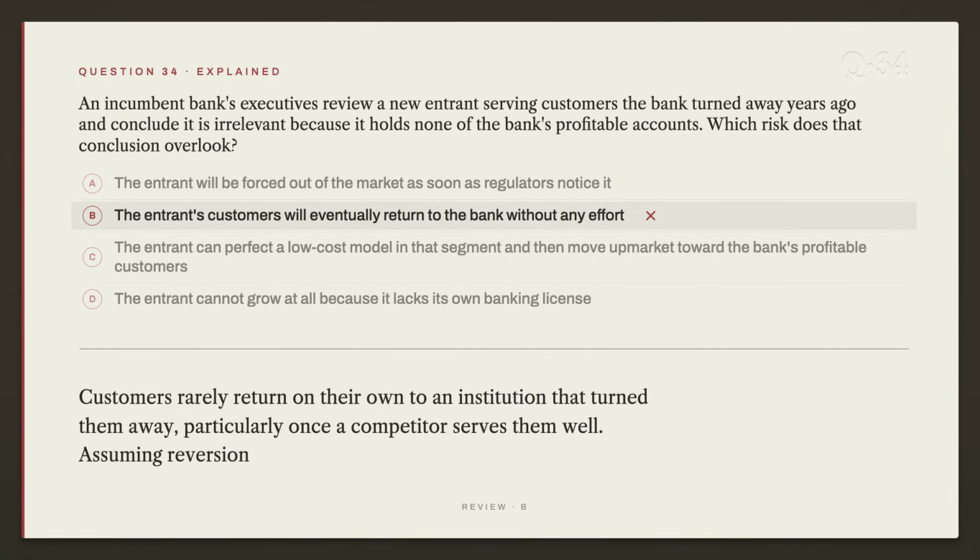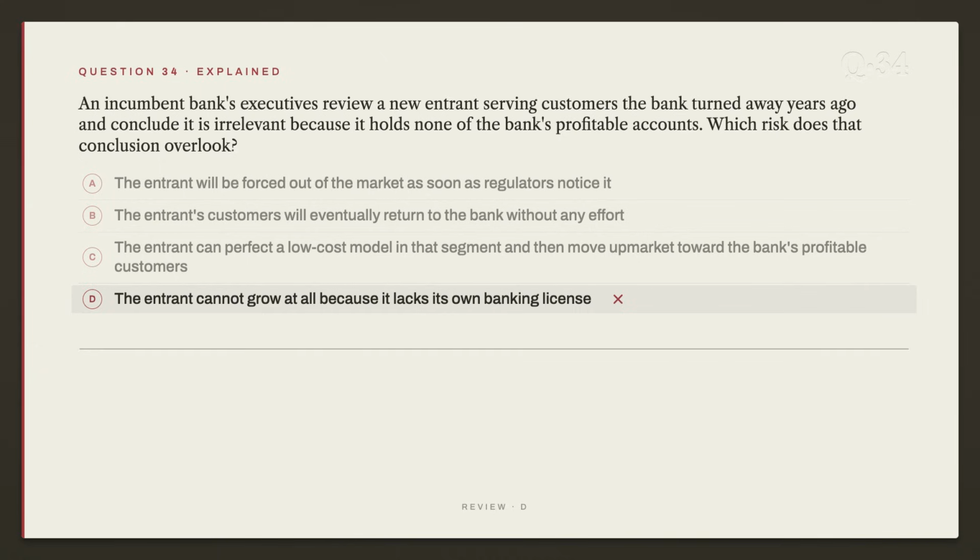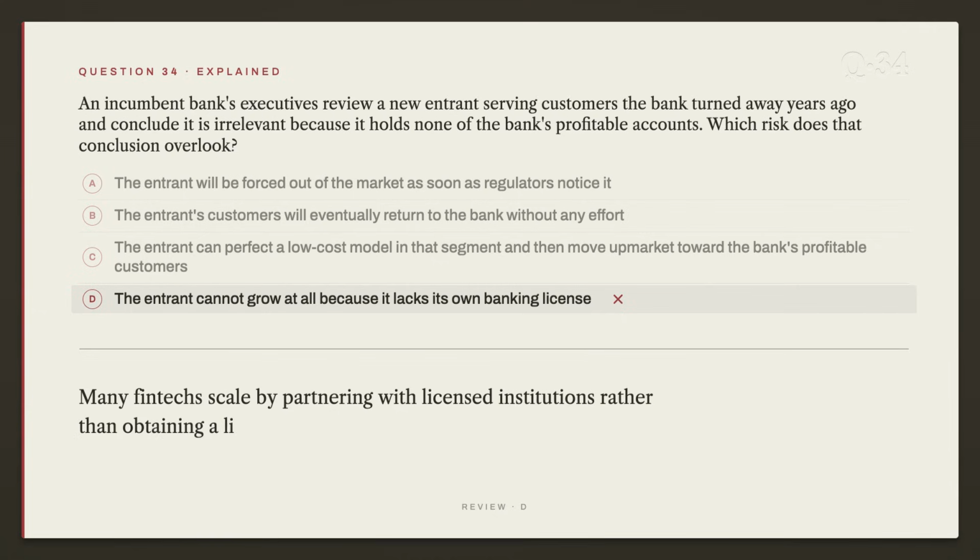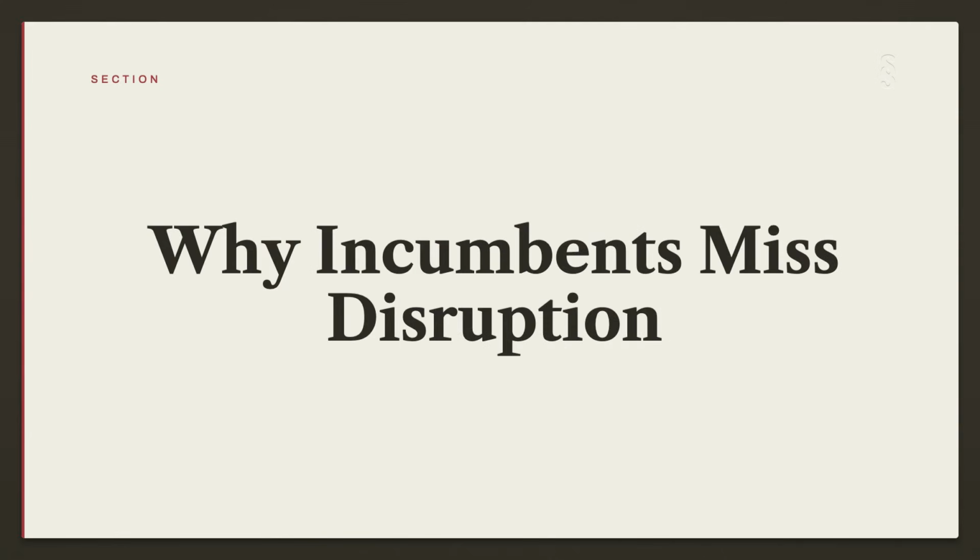Assuming reversion is not a strategy. D is wrong because many fintechs scale by partnering with licensed institutions rather than obtaining a license themselves. A missing license closes some paths but does not prevent growth. Every fact in that dismissive meeting can be true, and the conclusion can still be wrong.